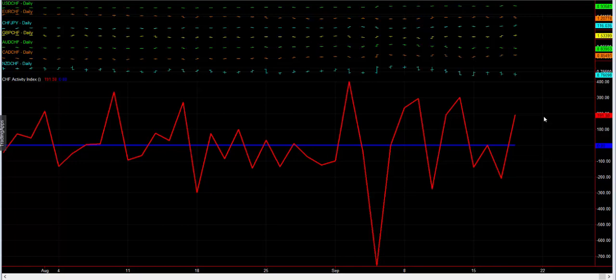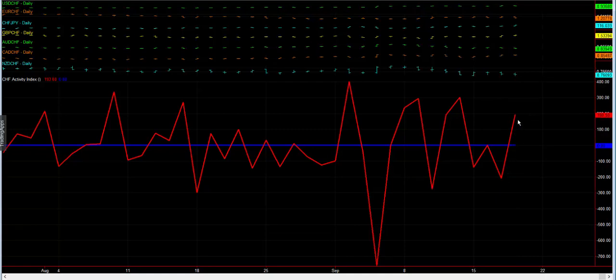We want to take a look at the Swiss franc in this video. This is our proprietary Swiss franc activity index. This is a measure of the Swiss franc against other major currencies. This blue 0 line represents neutrality. Anything above that line represents Swiss franc strength, and anything below that line represents Swiss franc weakness.